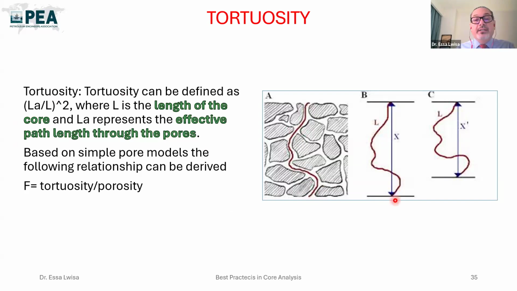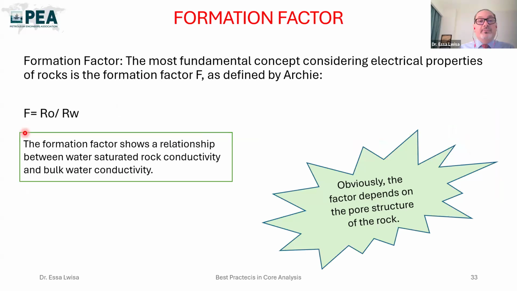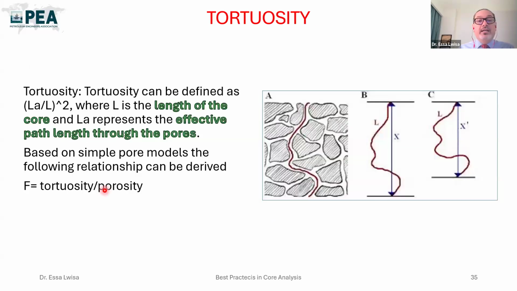This is L from here, from top to bottom. But LA is the path going like this. So it is always greater or equal to L. Okay, based on a simple pore model, the following relationship can be derived: F, the formation factor, equals tortuosity over porosity. So if we calculate the F factor from here, and we calculate porosity from saturation, when we saturate the sample, we can obtain tortuosity.